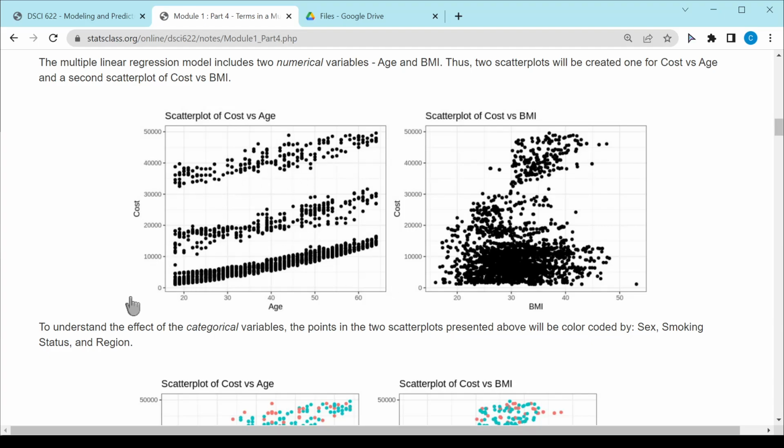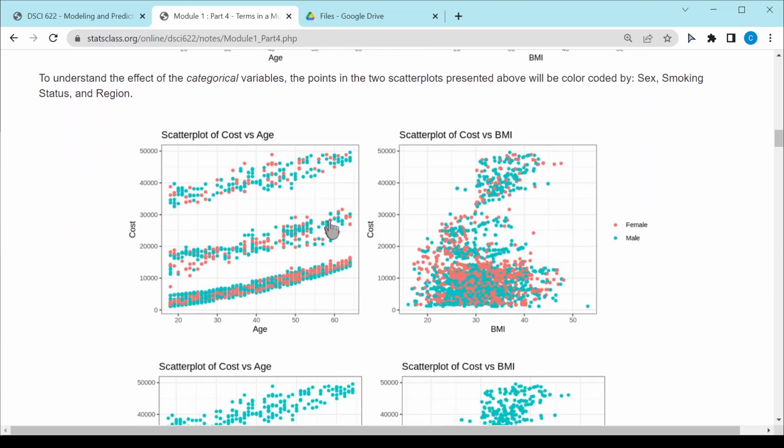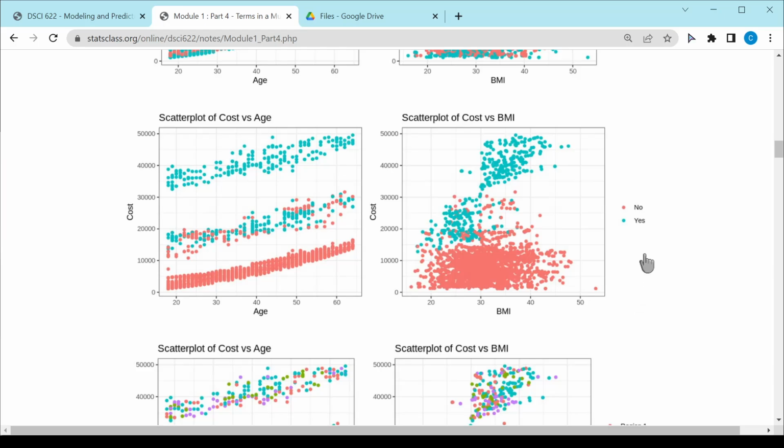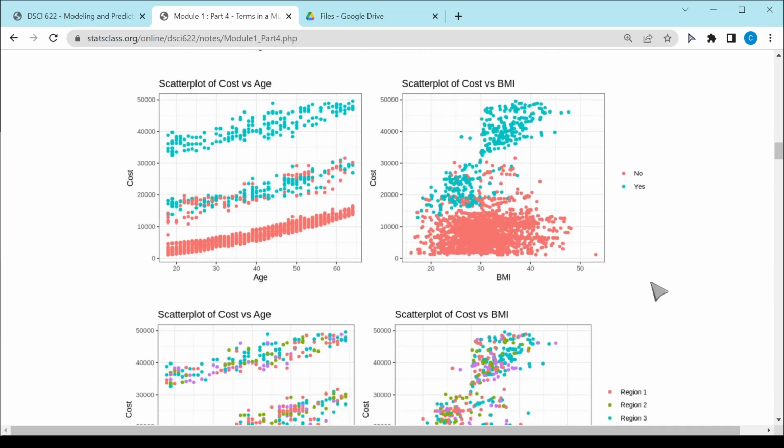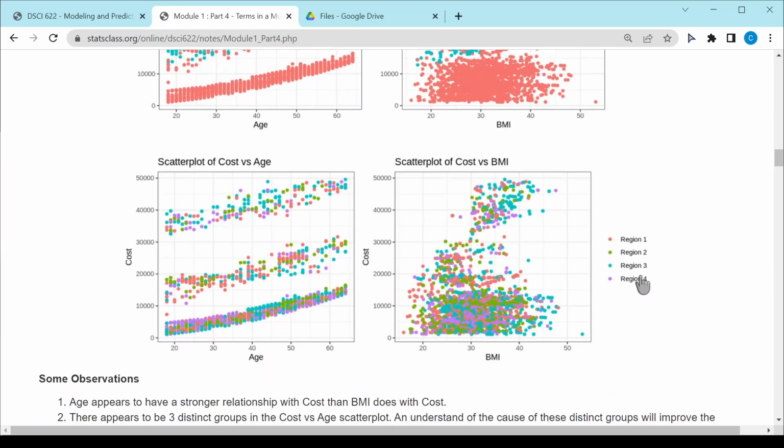When I want to understand the effect of the categorical variables, one way to do that is to just color code those points by sex, for example, or by smoking status. So here I have done that. This is by sex here, so females are the more salmon colored dots, and males are the more bluish green colored dots. Or if I look at these plots across smoking status, yes would be the bluish green again, and the salmon color would be no. And then here I have the plots color coded by the different regions.